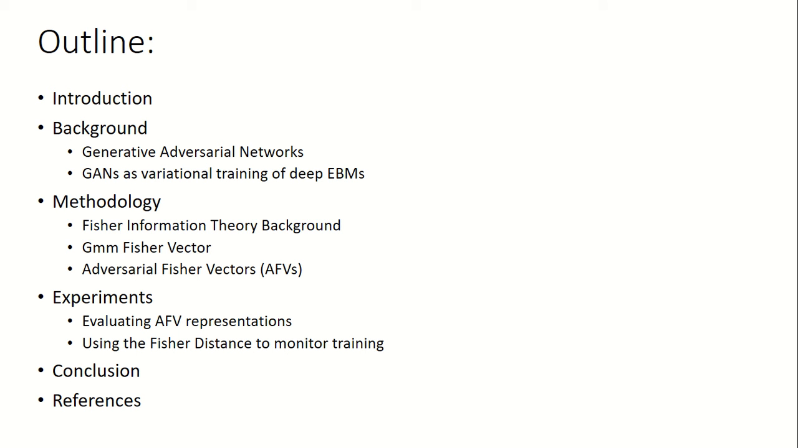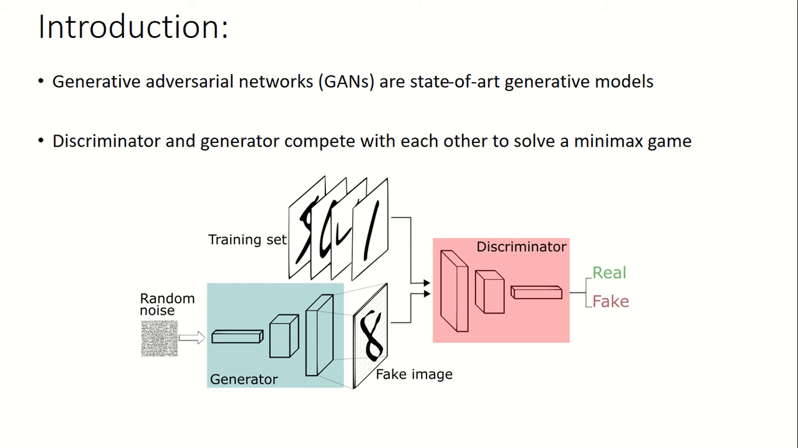Then I cover experiments: how to evaluate this adversarial Fisher vector representation, and how we use them to monitor training in GAN and improve training of GANs, which is challenging in practice. Eventually, I cover conclusion and references. So let's start the introduction.